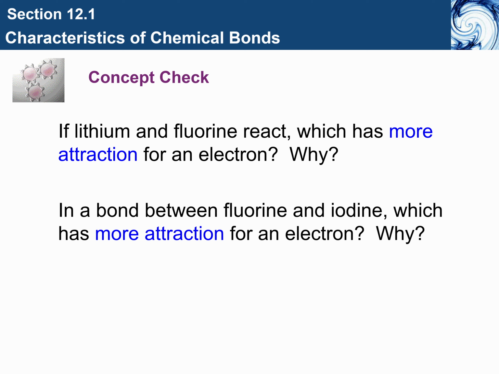And a bond between fluorine and iodine, which has more attraction for an electron, and why? In a bond between fluorine and iodine, fluorine again has more attraction for an electron. Even though iodine has more protons, fluorine is smaller and its valence electrons are closer to the nucleus, so fluorine pulls more strongly on shared electrons. This is a very testable idea. A smaller atom in the upper right portion of the periodic table usually has a stronger pull on shared electrons. Remember this during assessments.